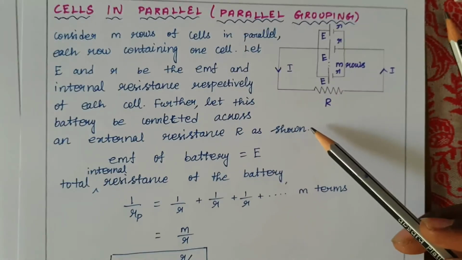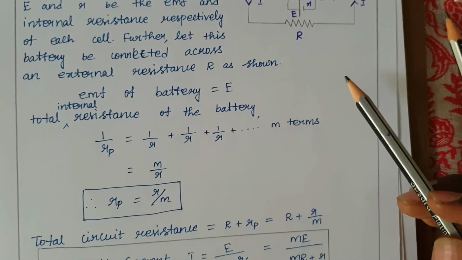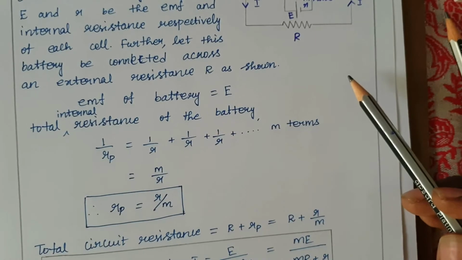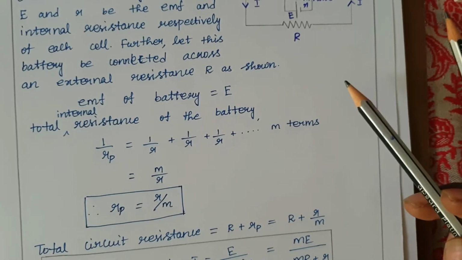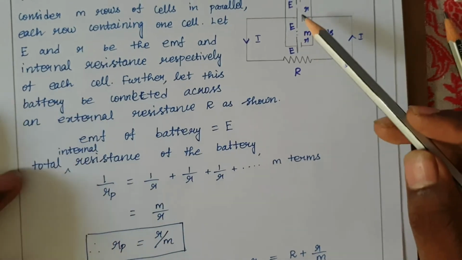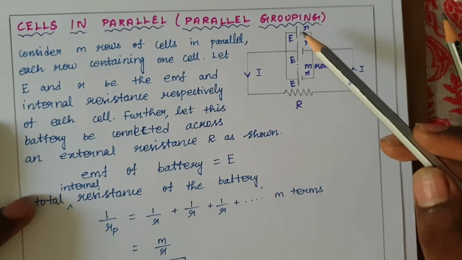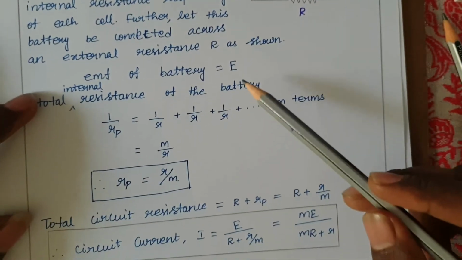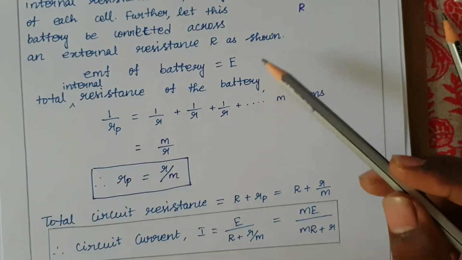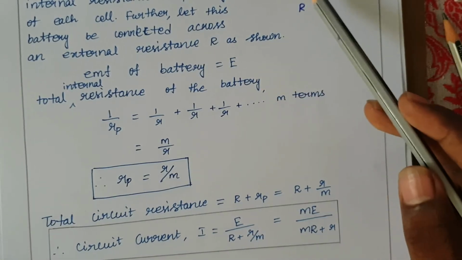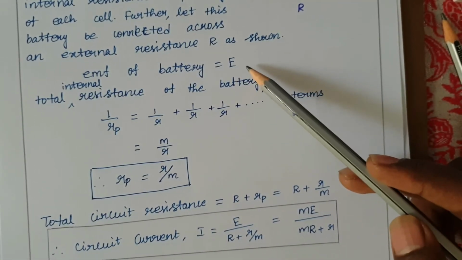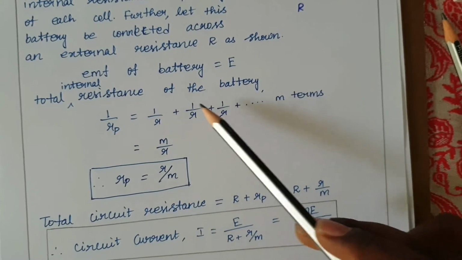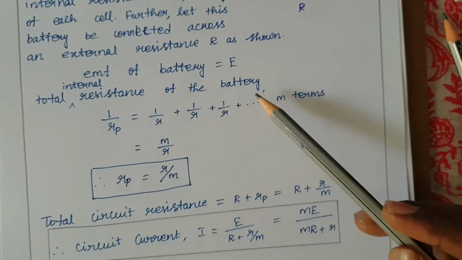You know that in the parallel combination, as I already told you in the case of parallel and series grouping of resistors, when the cells are connected in parallel, the total EMF is the same, that is E. I consider all the EMFs to be the same, so the total EMF of the battery is E. Then what is the total internal resistance?